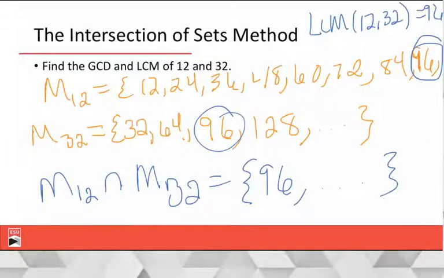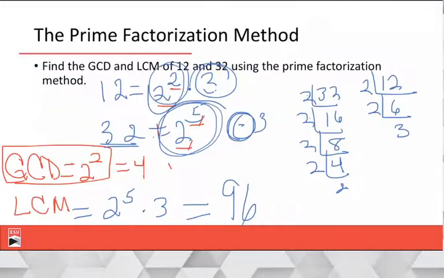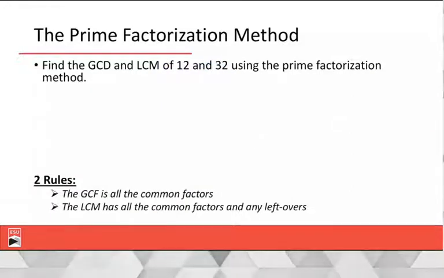What did we say our least common multiple was? 96. So if we find our prime factorization, we have 2 rules. The greatest common factor is all of the factors that are common to both. But the least common multiple has all of those common factors and any that didn't get accounted for, right? Like that 3 that was left over in the 12, or those 3 more 2's that were left over in the 32.